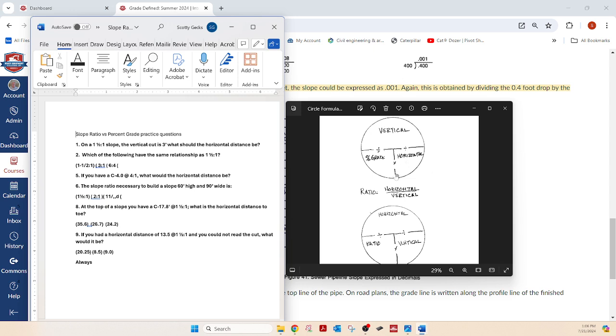Remember, you can do the same thing with percent grade. I just didn't really do it a lot. You can take the vertical right here on percent grade. If you know two things, you can find the other. If this was a percent grade of 0.02 and this was vertical of 4, I would take 4 and divide it by 0.02. 4 divided by 0.02 equals, look at there, my horizontal would be 200 feet.